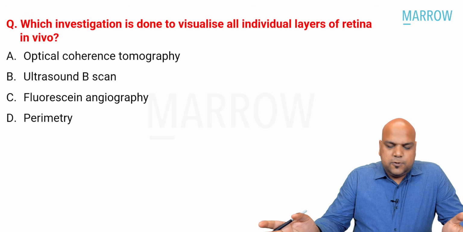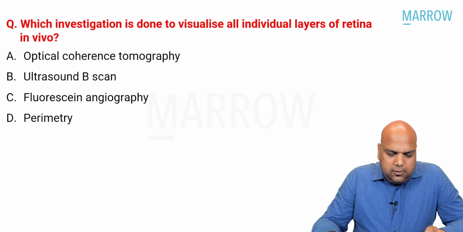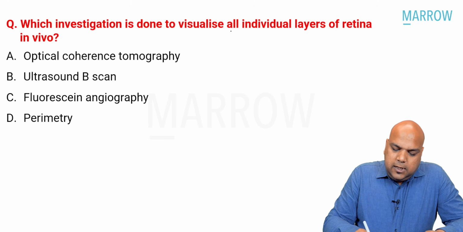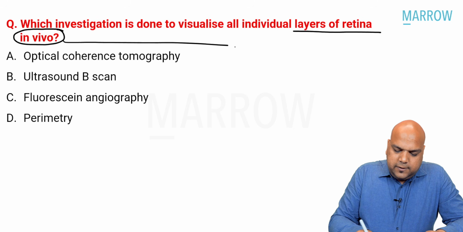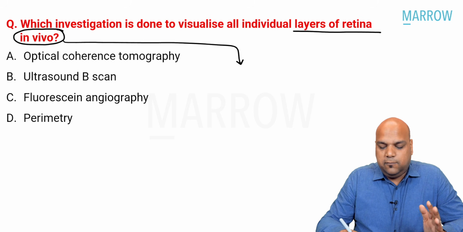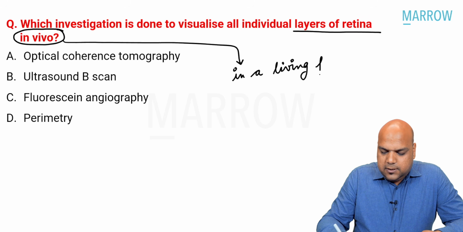Next question, everyone. This was probably one of the easy questions. Again, direct, simple question. No thinking, no confusion should have been there. Which investigation is done to visualize all individual layers of retina in vivo? Now, the only way you could have done it wrong was if you did not understand what is in vivo. In vivo means in a living body. Yes, a living plant, a living person, a living animal. So I will write person because we are mentioning retina here.